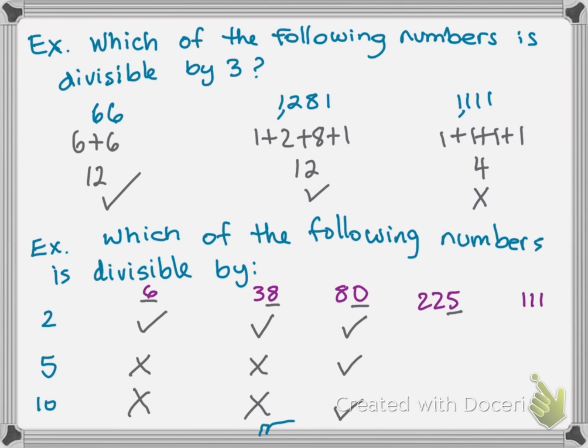In the next one, 225, we look at the last digit and it's not an even number, so it is not divisible by 2. It is divisible by 5, but it's not divisible by 10 because it does not end on 0. And the last one here, 111, 1 is the last digit, and for that reason it is not divisible by 2, 5, or 10.